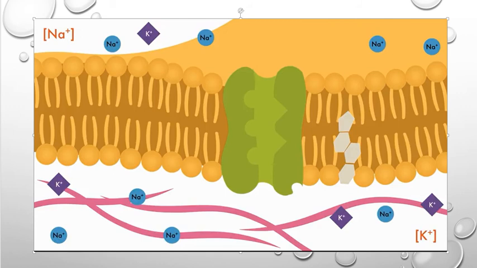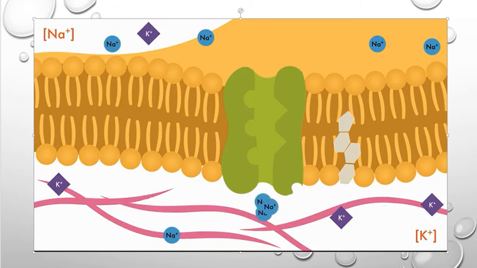The cell has ion channels that will allow these ions to diffuse and reach equilibrium, but the cell doesn't actually want that. It wants to keep a difference in concentration. So the sodium-potassium pump will force more sodium out and more potassium in all the time. Let's see how this works.